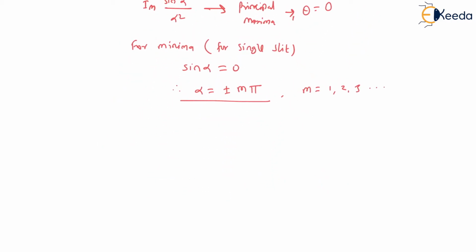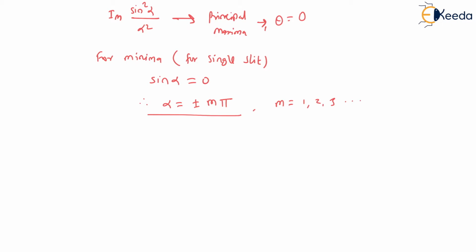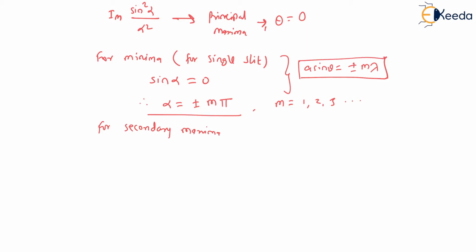Now we'll go for maxima, or secondary maxima we say. So for secondary maxima, again remember to check the path difference for minima. The path difference will be a sine theta equal to plus minus m lambda. Again, plus minus will represent the minima points on both sides of the principal maxima. So this a sine theta is the path difference for single slit, and alpha is what?